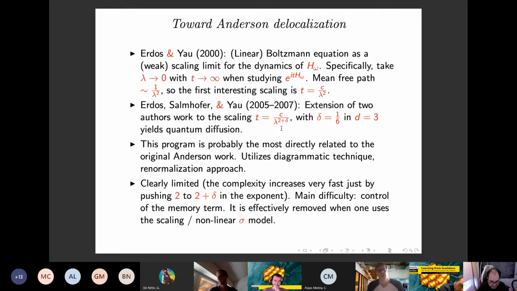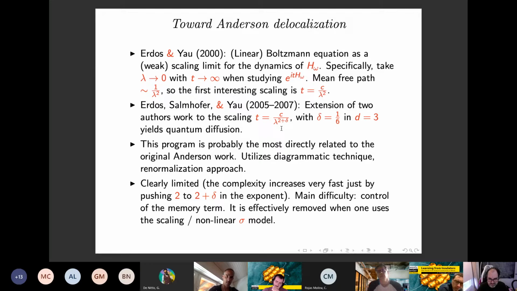problem, as I mentioned, is probably most directly related to original Anderson work and utilizes diagrammatic technique and the renormalization approach. But let me stress that this is clearly limited. I mean, all these ideas are perturbative, and the complexity, of course, increases very fast just by pushing the exponent from 2 to 2 plus delta.